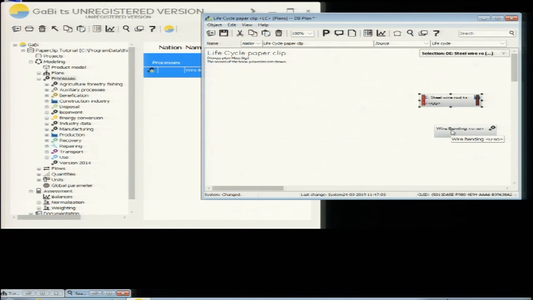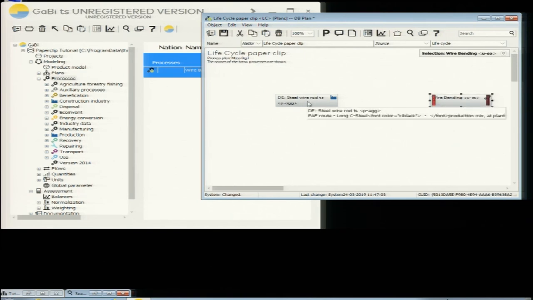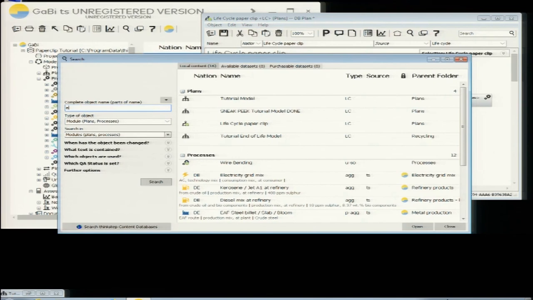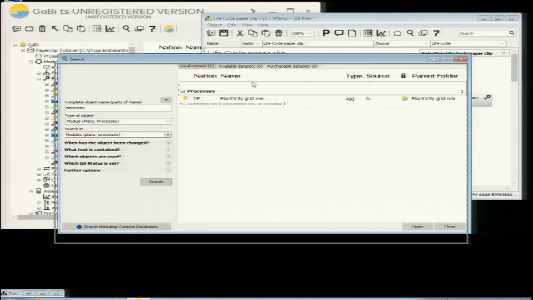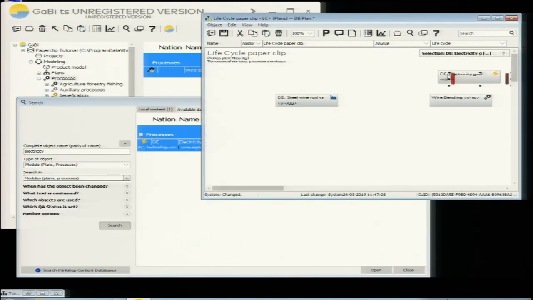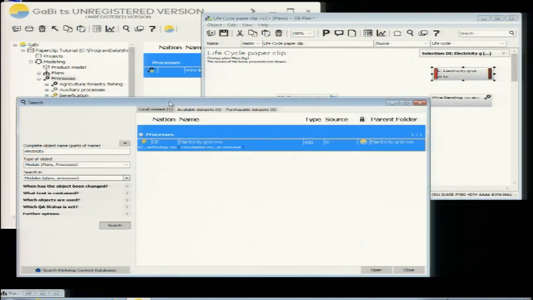So we have two processes here. This box represents processes, steel wire rod. I'll put it here. Steel wire bending, I'll put it here. Okay. And there has to be electricity. I'll put a new process here. Search electricity. So this is electricity grid mix, which is a Germany DE electricity grid mix, which is available in the database. So I'll put it here, which will also go as input to the wire bending because it requires power to work. Also, there has to be a use phase. The wire bending has to be used, so that use phase also has to be added.